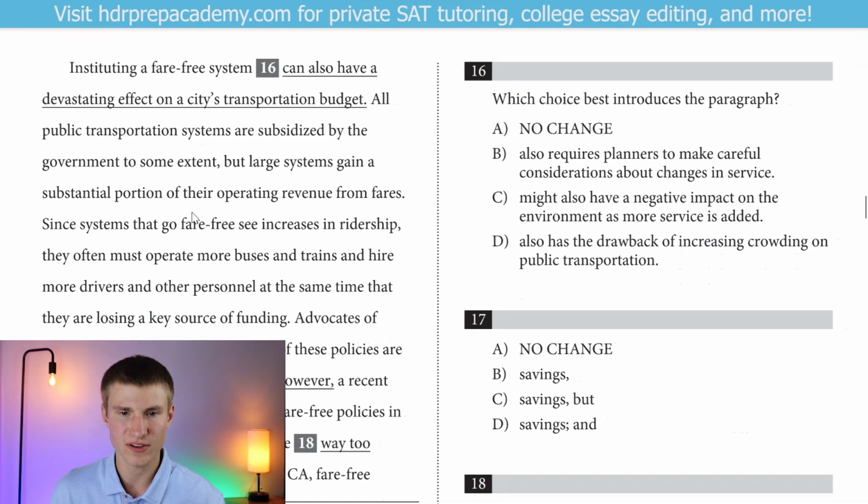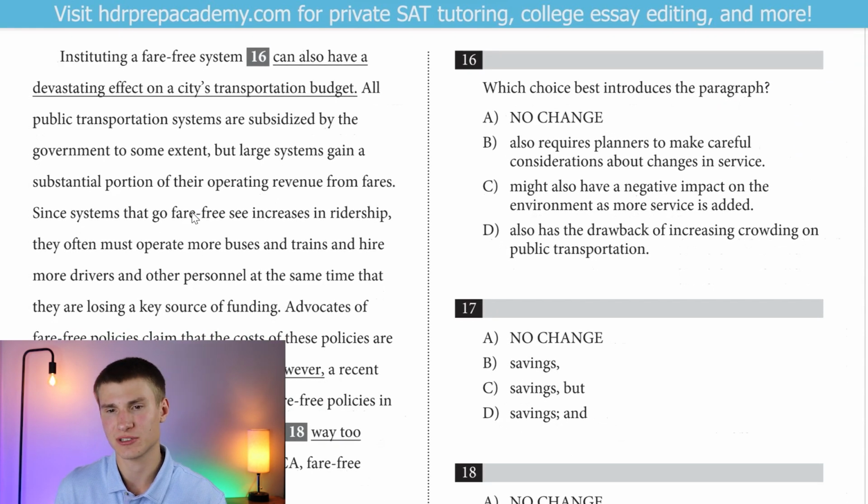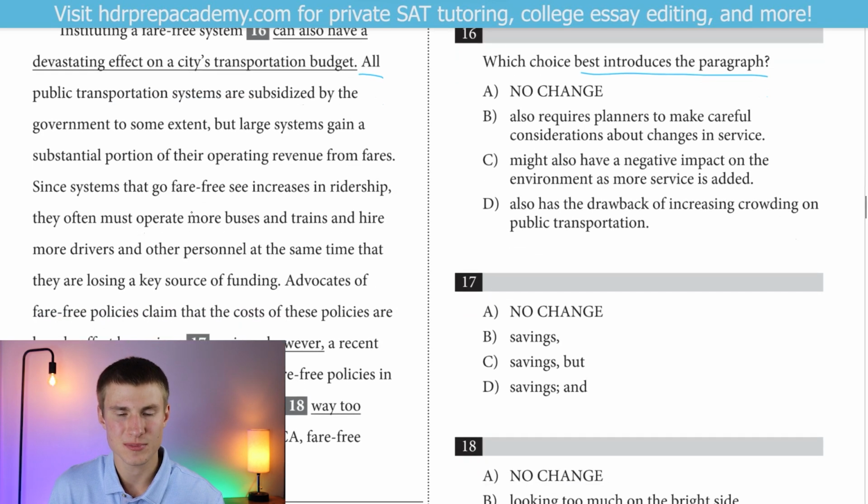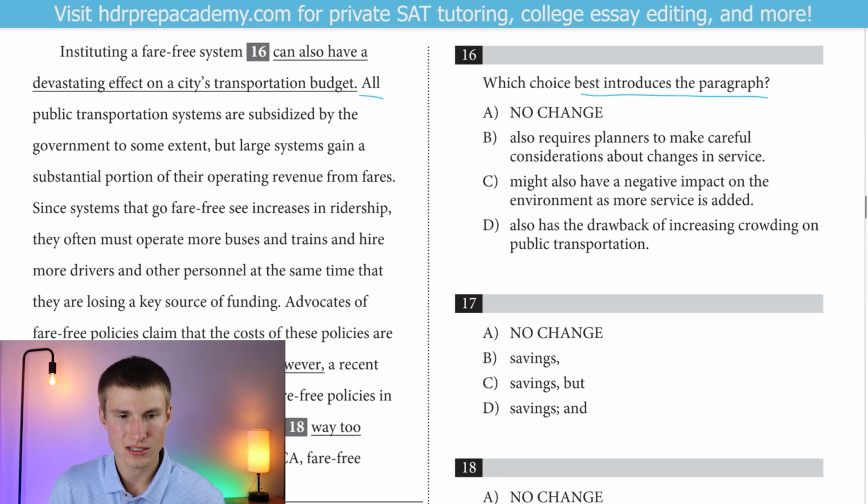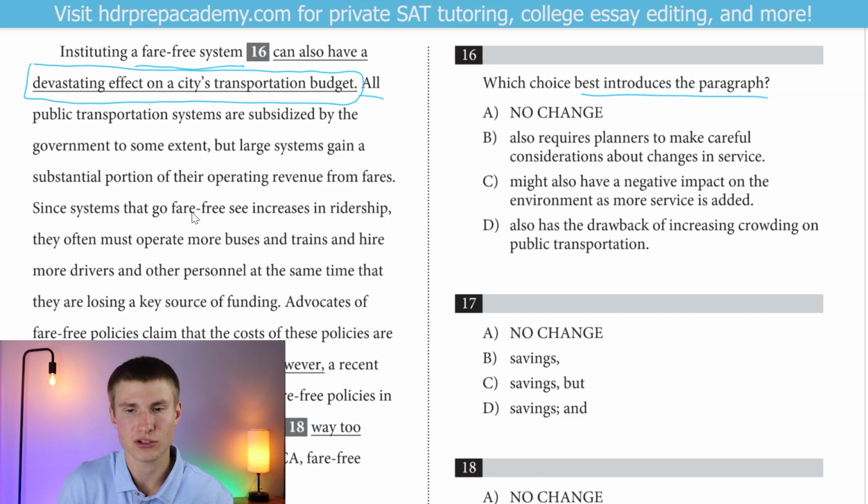All right, moving on, we got instituting a fare-free system can also have a devastating effect on a transportation budget. We're asked for which choice introduces the paragraph, which means we need to read on. All public transportation systems are subsidized by the government to some extent, but large systems gain a substantial portion of their operating revenues from fares. Since systems that go fare-free see increases in ridership, they often must operate more buses and trains and hire more drivers and other personnel. At the same time, they are losing a key source of funding. Okay, so what do we see here? Well, we see that the fare-free system is significantly decreasing the funding for transportation. At the same time, demand is going up, thus having a devastating effect on the city's transportation budget. Okay, so that would be answer choice A.